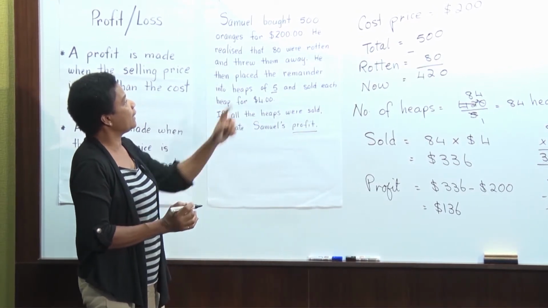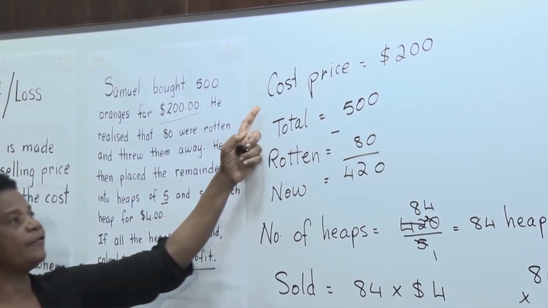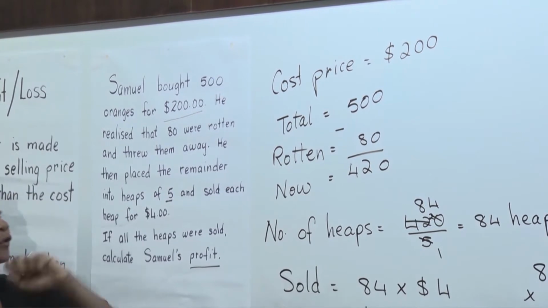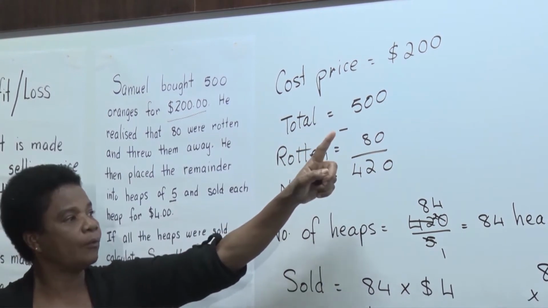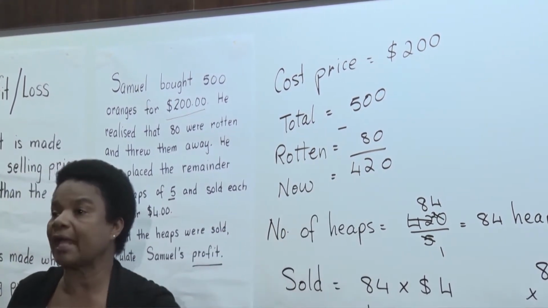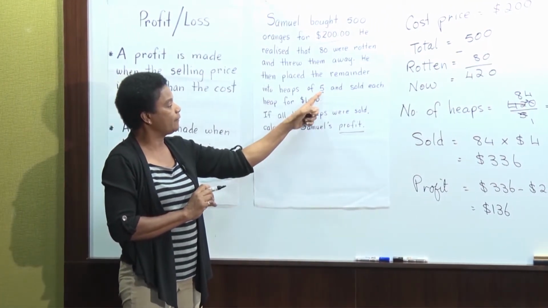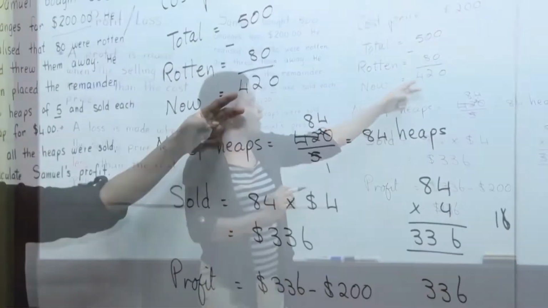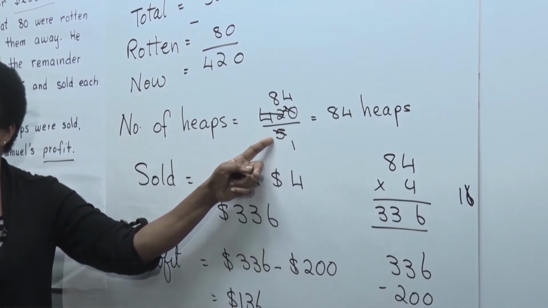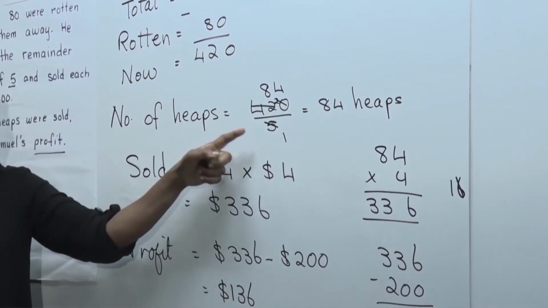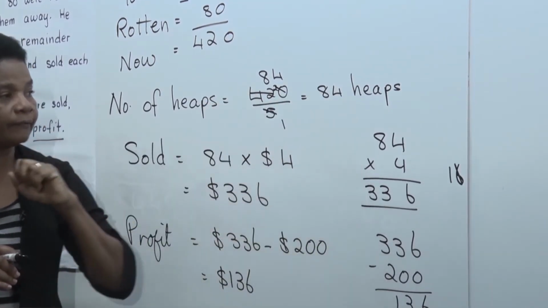The first thing we must realize: if he bought the oranges for $200, that $200 represents our cost price. Of the 500, 80 were rotten, so he threw them away, so he was left with 420. The sum further states he placed them into heaps of 5. So he was taking 5 out every time and putting them in a heap, repeatedly subtracting 5, and you know that repeated subtraction is division. When we divide by 5, we are going to get 84 heaps.